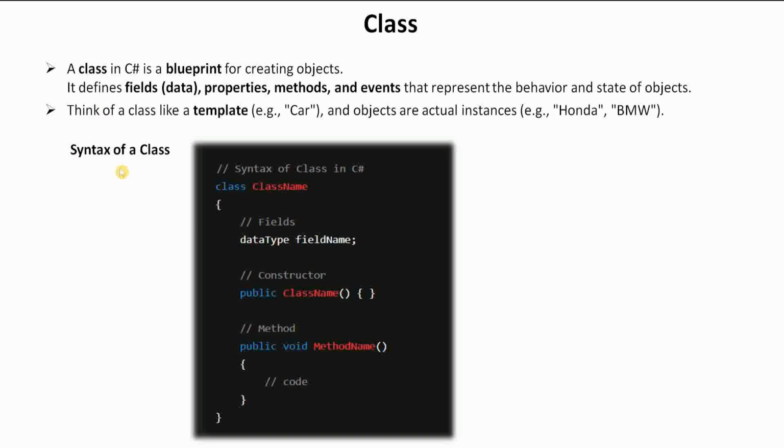So here is the syntax of a class. First we have to declare the class with the class keyword, and this is the class name, and then we can provide some fields, means integer, string, any field we can provide, and this is a field name. Next we can provide a constructor, parameterless constructor or with parameters, or if we do not provide any constructor, it will be created by default by the compiler. And we can create some methods with the access modifiers and with the return types, and this is the method name.